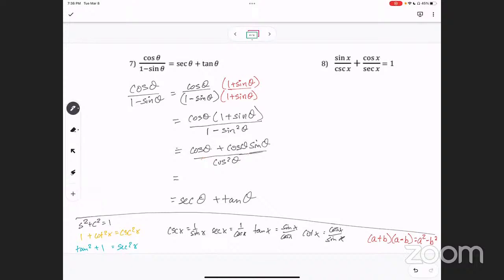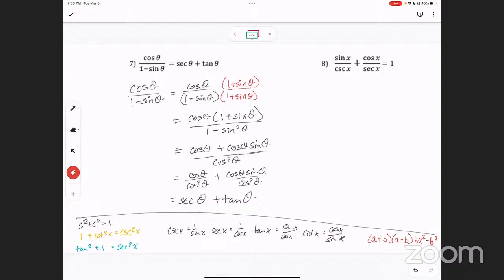I see something good here. What's cosine theta over cosine squared theta? That would be 1 over cosine theta, right? Which is secant theta. And what's cosine theta sine theta over cosine squared theta? That's just going to make it sine over cosine, which is tangent theta.